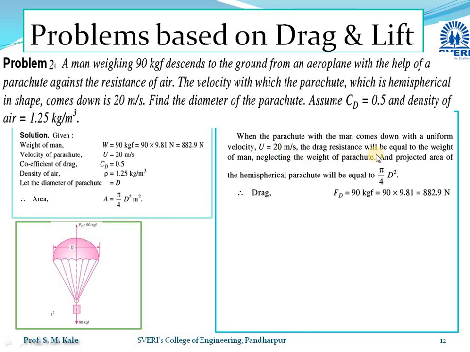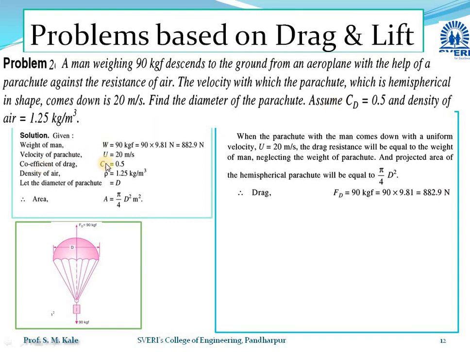By neglecting the weight of the parachute, the projected area of the hemispherical parachute will be equal to pi by 4 d square. Therefore, whatever value of drag force there is, that value of drag force is nothing but the weight of that man. So the value of FD is nothing but 90 kg force, that is nothing but 882.9 Newton.